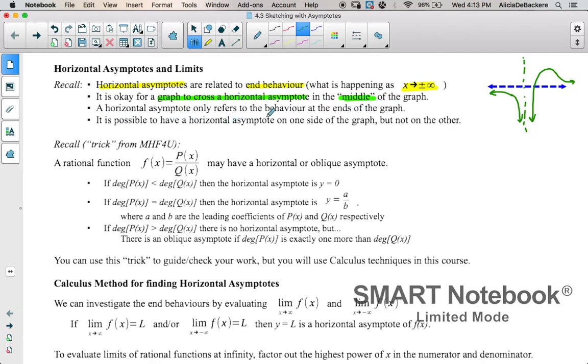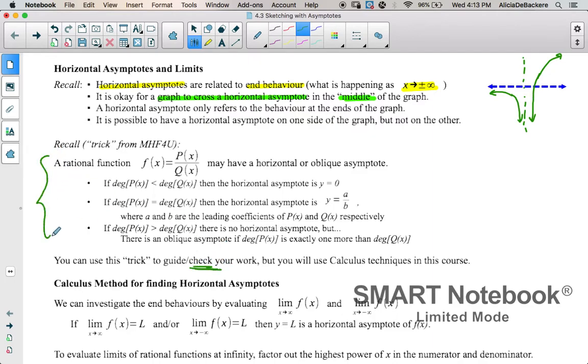It's possible to have a horizontal asymptote on one side of the graph, but not on another. So perhaps, here I've drawn the horizontal asymptote and it's approaching on both sides, but perhaps on this side it actually goes way up to positive infinity and ignores this horizontal asymptote, and that's okay as well. It's still a horizontal asymptote on the left. Okay, so I do want to remember this trick from advanced functions because it's going to help me check my work only.